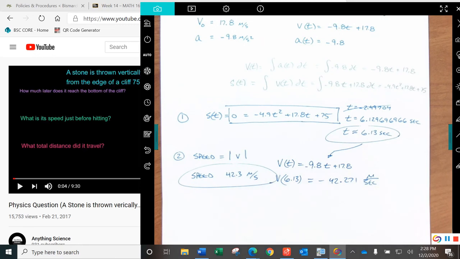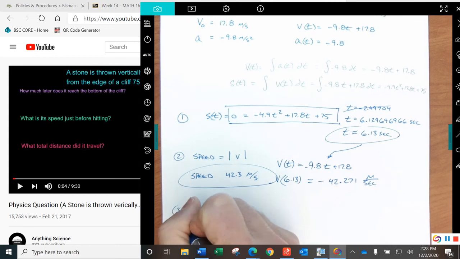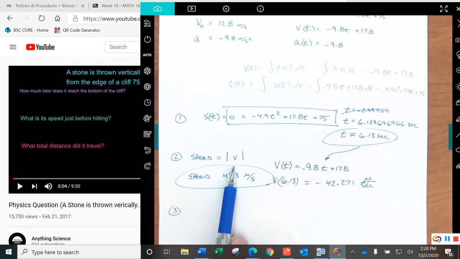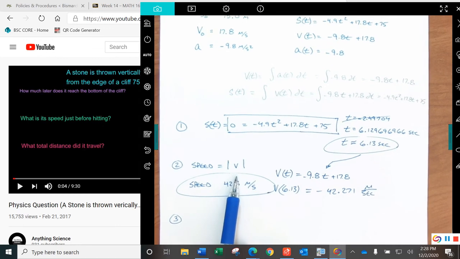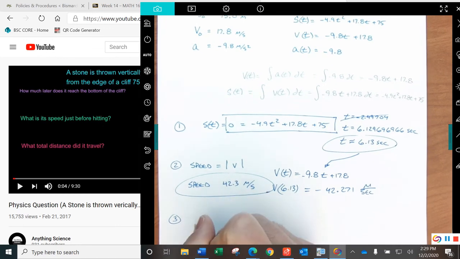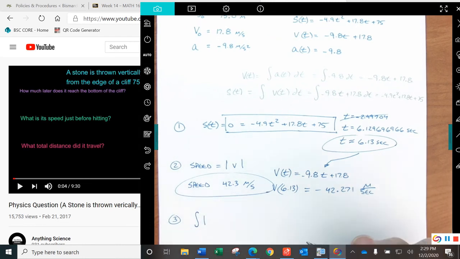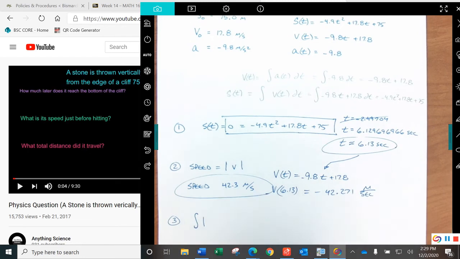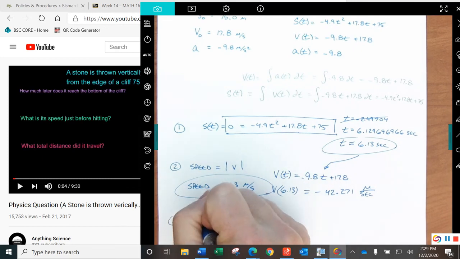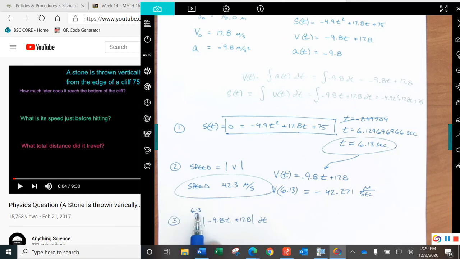So we are going to integrate our speed function, and speed is the absolute value of velocity. So what we're going to do for number 3, we're going to integrate our velocity function, but the absolute value of it, so we can have our speed function, from 0 to that time 6.13. Now I have it stored in the calculator as t, so this will be very, very easy for us to do.